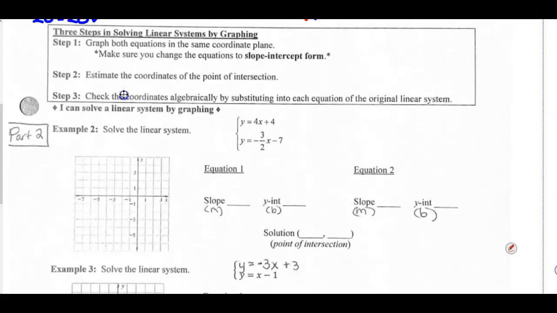So the first thing is we graph both equations. We need to make sure that they're in slope-intercept form, which is y equals mx plus b. And then we're going to estimate the coordinates of the point of intersection. We're going to see where they meet, and we're going to find that x comma y. And then we're going to just check the coordinates to make sure.